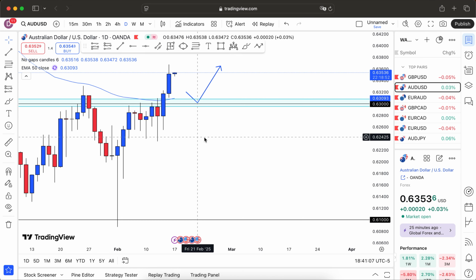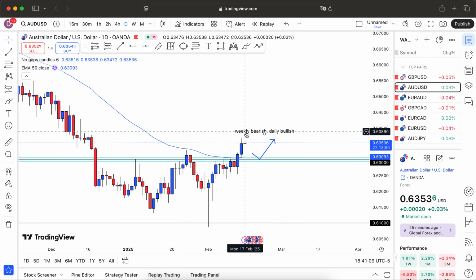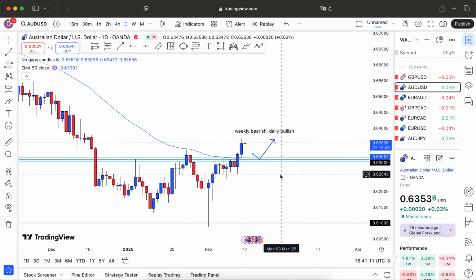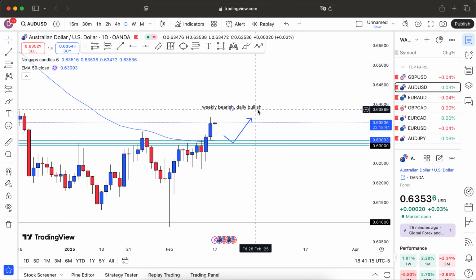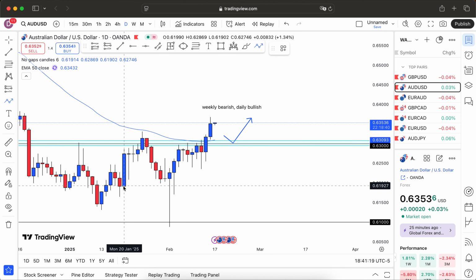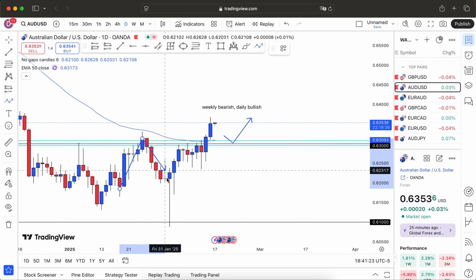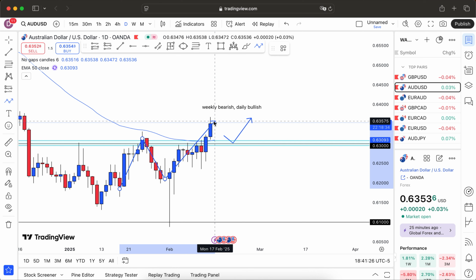Next one is AUD USD. Pretty much the same thing on this pair as well. The weekly is bearish, yes, but the daily is bullish. As you guys can see, the daily had been making higher highs and higher lows, and this is just another higher high. We're only going to be waiting for the price to retrace to this area of interest again.